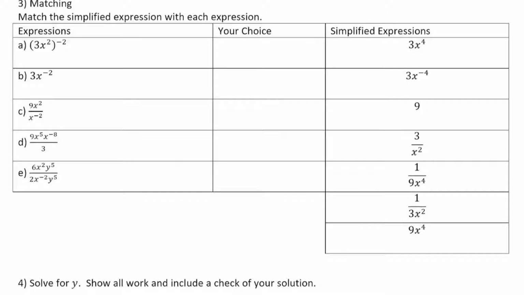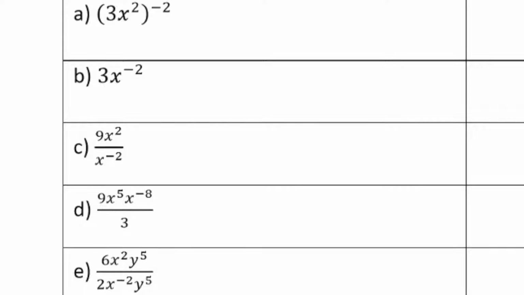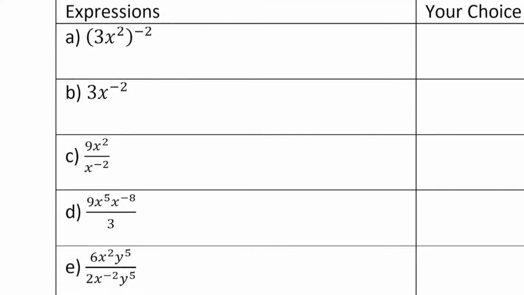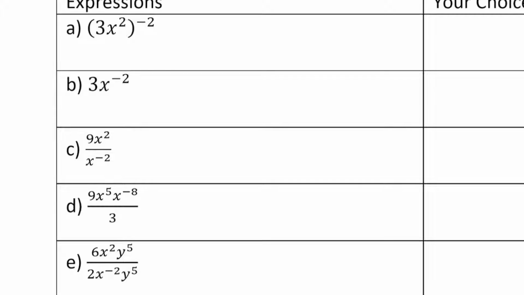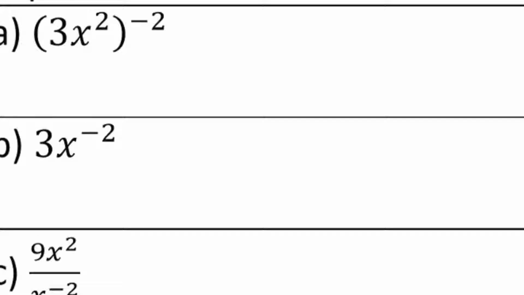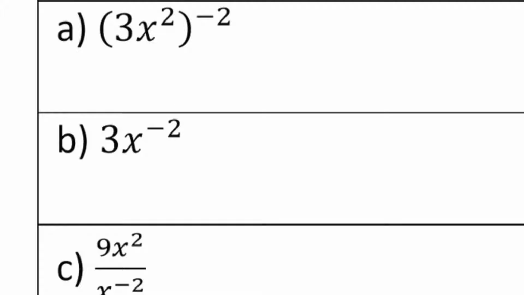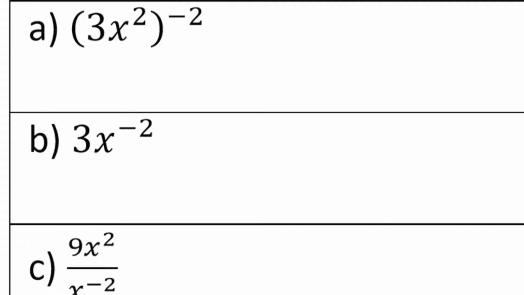Our next question asks us to match some expressions that are given with simplified expressions. You can see I've got a list of simplified expressions to the right, and to the left I have ones that are not simplified. So I think what I'm going to do is go through and do these and then see if what I get is in that column on the right. For this first one, I have this negative exponent. I understand negative exponents don't give me negative numbers, they give me reciprocals, right?